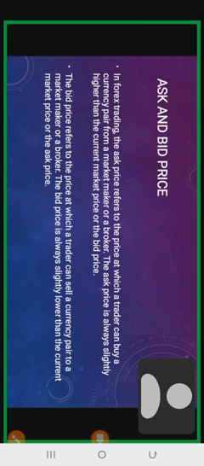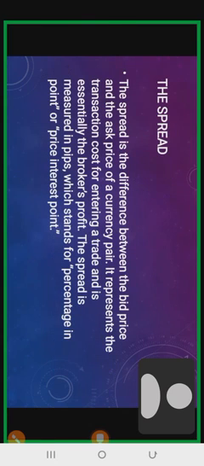Now the next thing we'll be looking at is the spread. Now the spread is the difference between the bid price and the ask price of a currency pair. Like we explained just now, when you see the ask price up there and the bid price below it, there is a little space in between them.